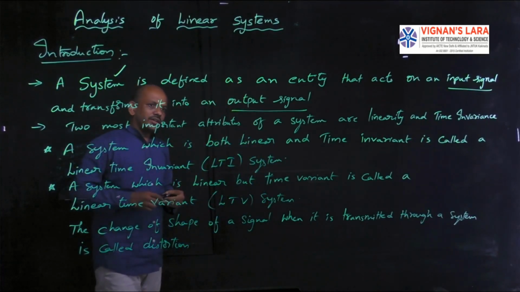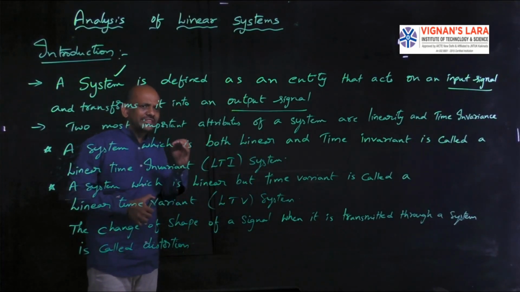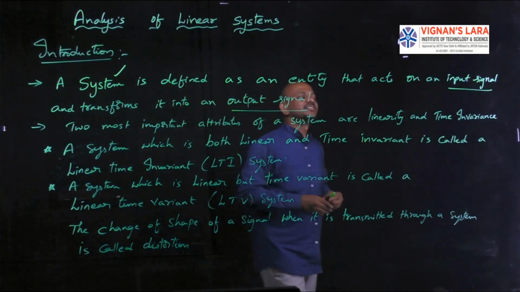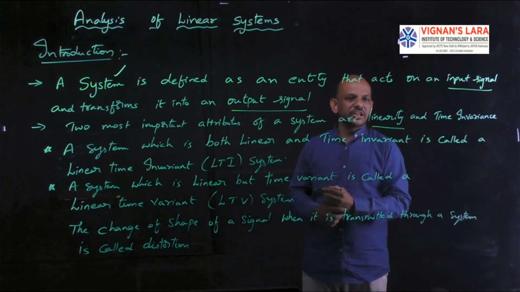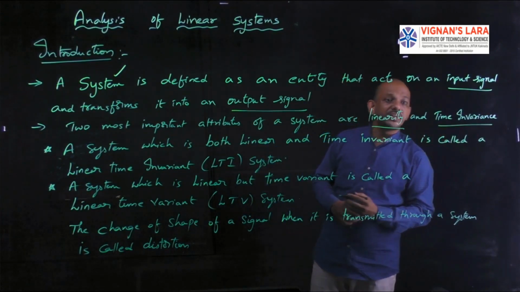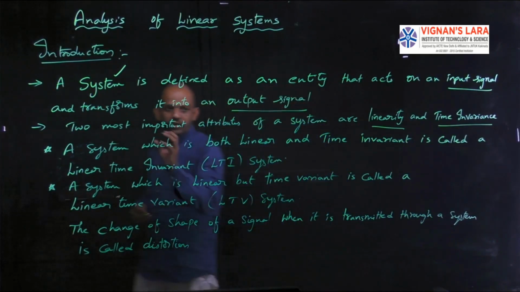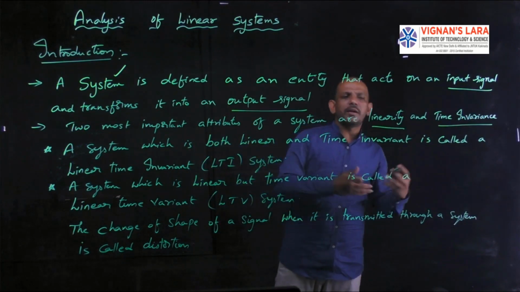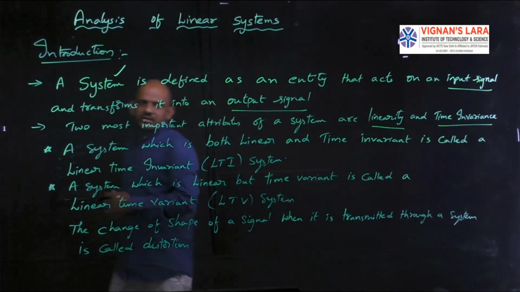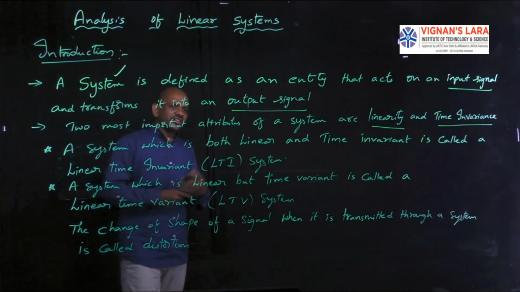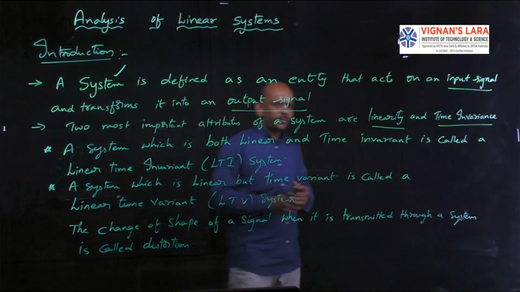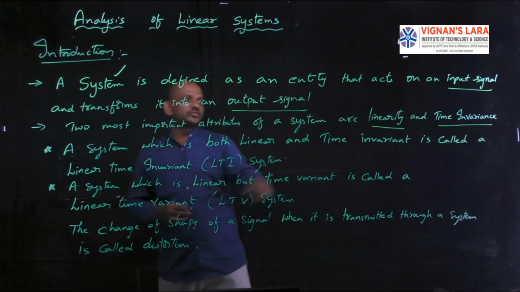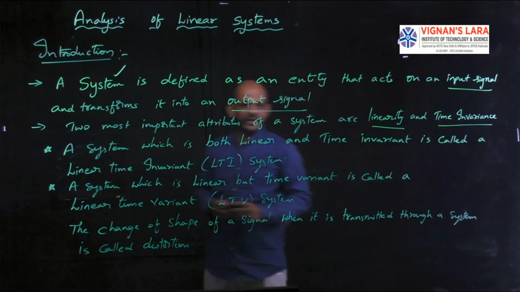In this system we have two most important attributes. The two most important attributes of a system are, first one linearity, and the second one time invariance. These two are the most important attributes, because in classification of systems we have many classifications: linear, time variant, causal, static. Among them, the two most important attributes are linearity and time invariance.